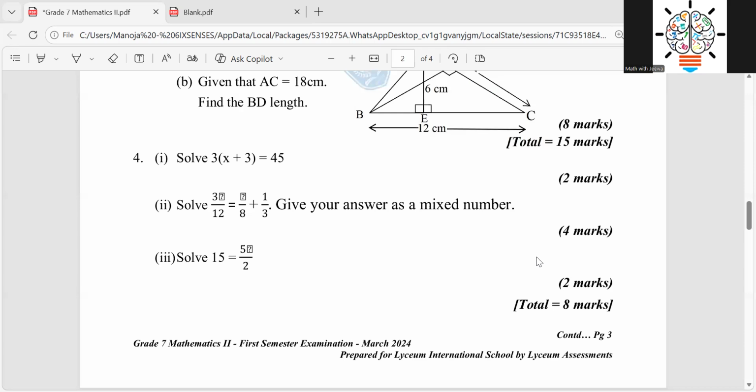By any chance, if you have not watched part 1 of paper 2, please watch the video, because I have given you the instructions and told you how to write the answers in a proper way. Right, so then we will move to question number 4. The question number 4 is like this.